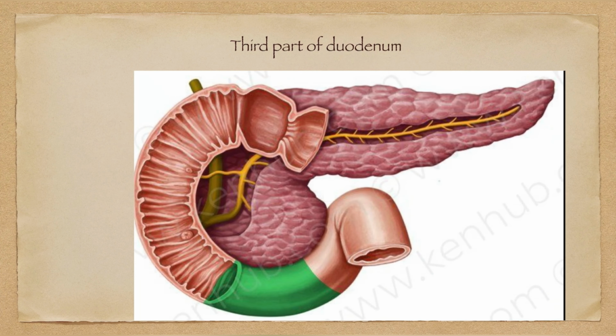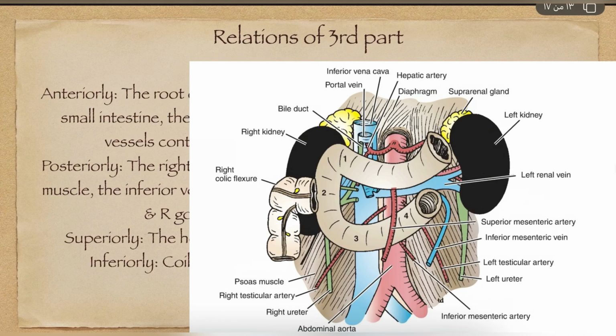Third part of duodenum. The third part of the duodenum runs horizontally in the subcostal plane toward the left, in front of the vertebral column, below the head of the pancreas, as you see here.